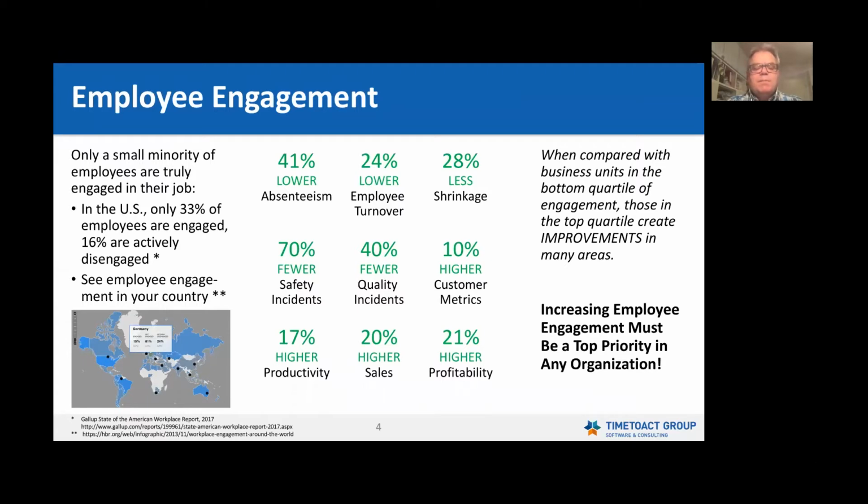and comparing the companies with the more engaged employees to the companies with the less engaged employees, you will see that the companies with the more engaged employees have 41% lower absenteeism. They've got a 21% higher profitability, and so on. So employee engagement is tremendously important. This is a link, you can look it up in your own country, what the employee engagement is. And for most countries, it is true that there are as many employees actively disengaged with the company as there are employees that are really engaged.